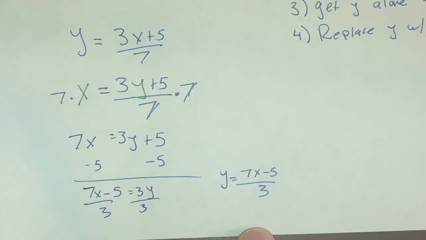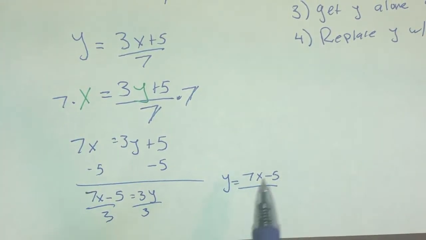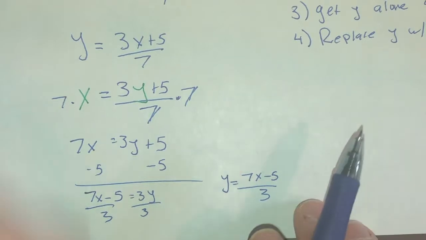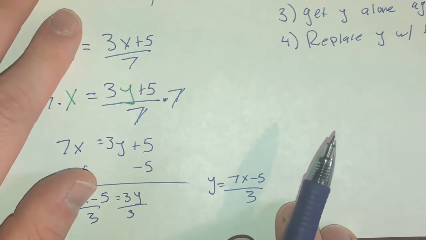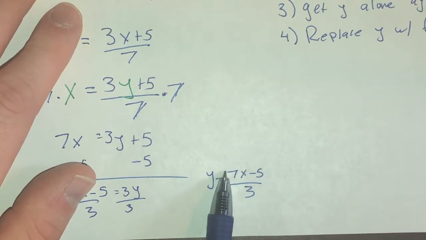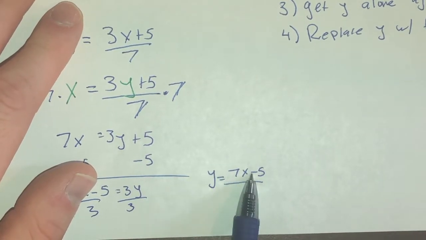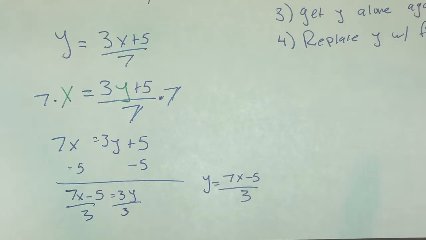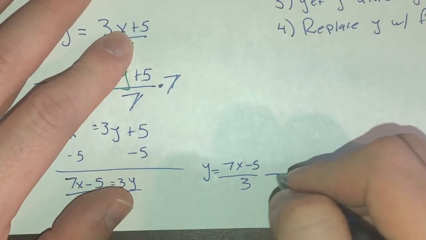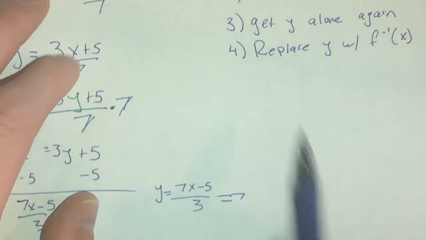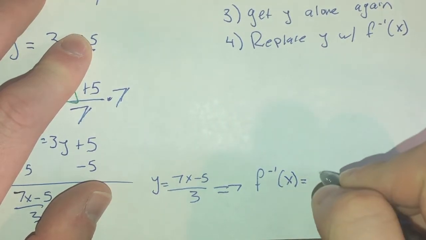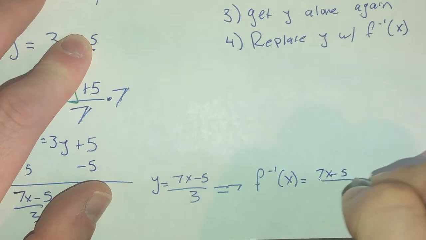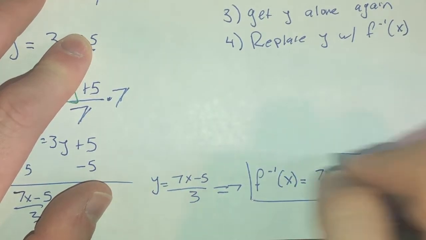Okay? And let's think about it. This, again, is a formula for if I was to make y equal to, I don't know, 5. How would I solve for x? Well, first I'd multiply by 7. Then I'd subtract the 5. And then I'd divide by 3. Okay? The last step is, remember, you replace the y with f inverse of x. And this indicates that these functions are inverses of one another.